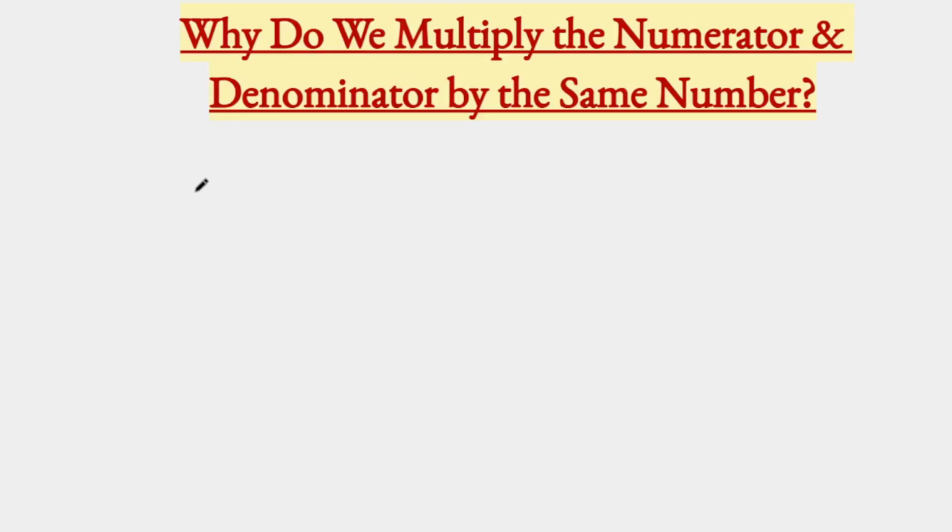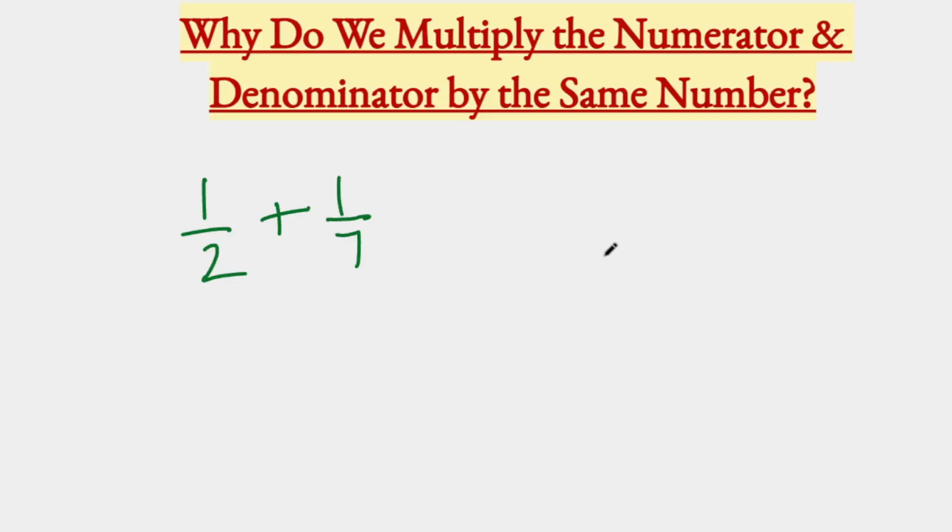For explaining this, I will take two unlike fractions. So I am adding 1 by 2 and 1 by 7. Both the denominators are different here, so these are called unlike fractions. Now, why do we want to make the denominator the same? This is the first question. Because it makes our calculation easier.